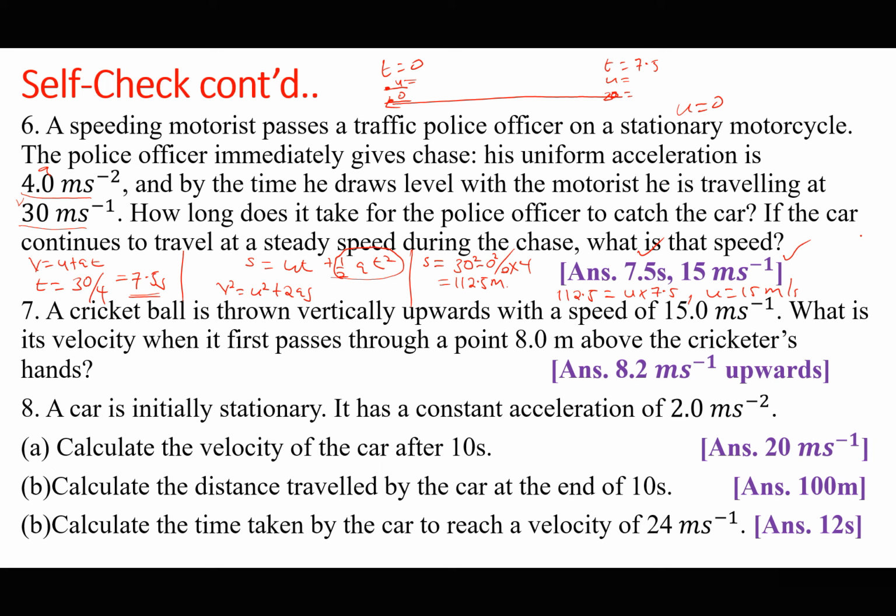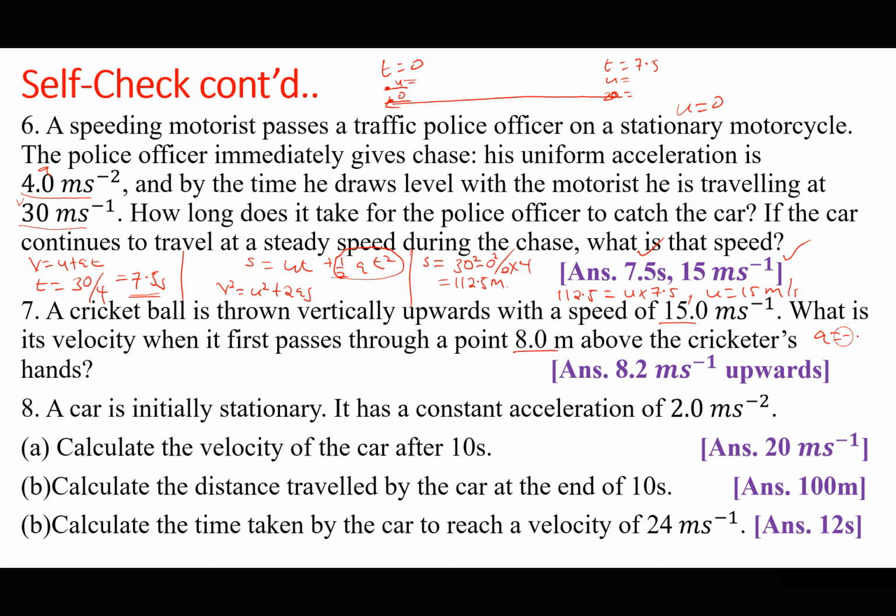I think that is the only tricky question here. A cricket ball is thrown vertically upwards with a speed of 15. What is the velocity when it first passes through a point 80 meters above the cricketer's hands? A cricket ball is thrown vertically upwards with a speed of 15 meters per second. What is its velocity when it first passes through a point 80 meters above the cricketer's hand?